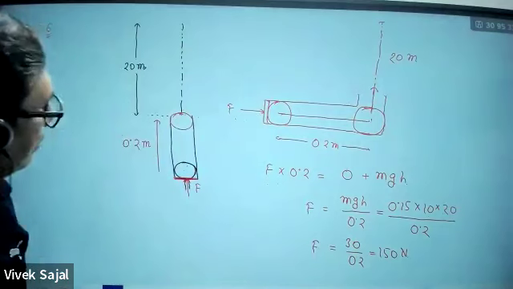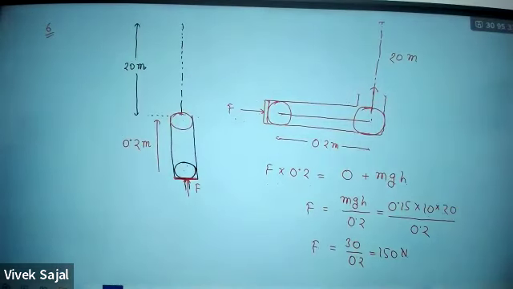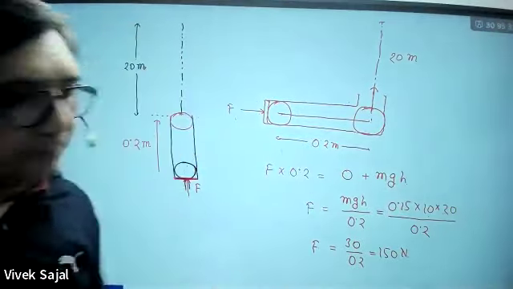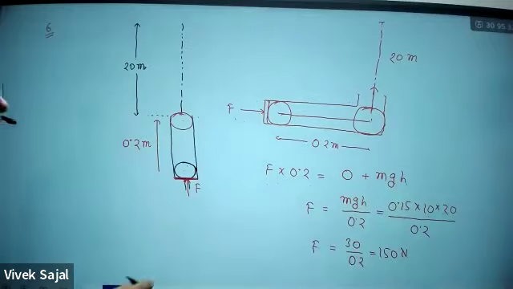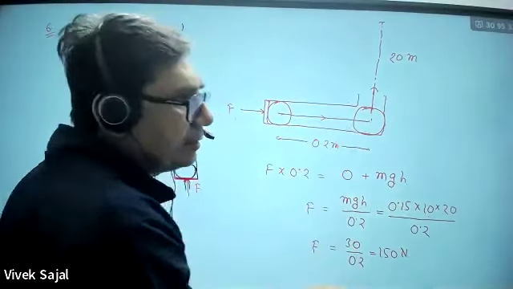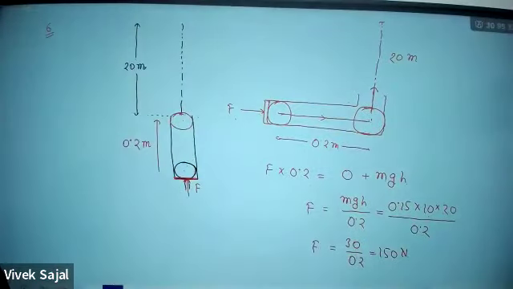In this way, you can calculate. Is it clear? This was question number 6. The diagram was not given, so you can consider this type of diagram, because they are saying that this ball is pushed in the horizontal direction, and then they are saying it is moving up. So you have to consider this type of diagram.